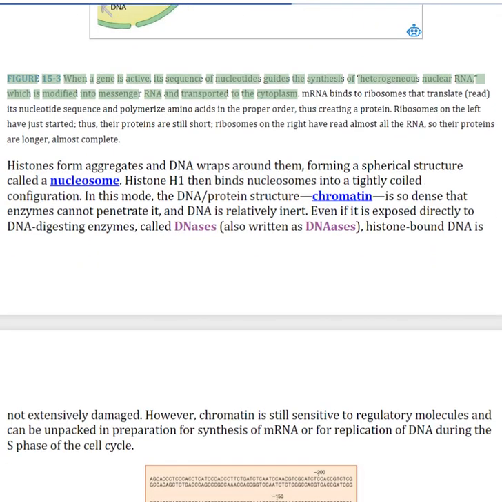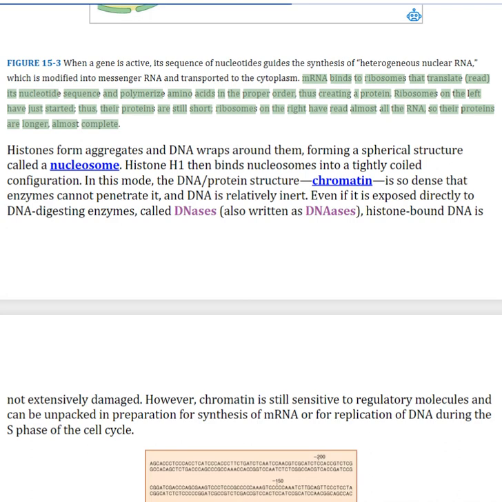Figure 15.3 When a gene is active, its sequence of nucleotides guides the synthesis of heterogeneous nuclear RNA, which is modified into messenger RNA and transported to the cytoplasm. mRNA binds to ribosomes that translate its nucleotide sequence and polymerize amino acids in the proper order, thus creating a protein. Ribosomes on the left have just started, thus, their proteins are still short. Ribosomes on the right have read almost all the RNA, so their proteins are longer, almost complete.